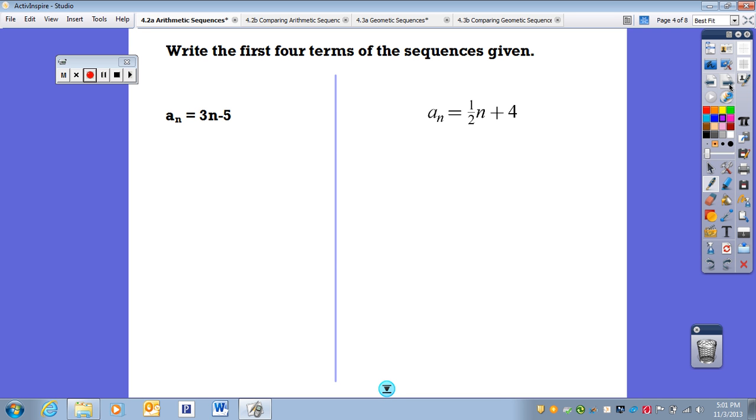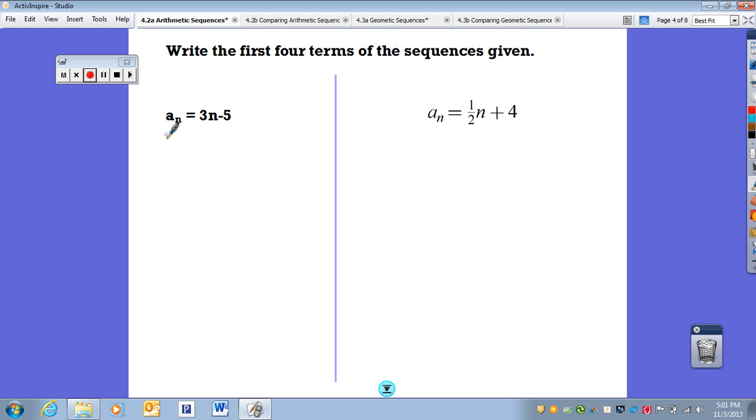So I want to write the first 4 terms of the sequences that are given, which means I want a sub 1, a sub 2, a sub 3, and a sub 4. So to write the first term in the sequence, I'm going to take 3 times 1, which is 3, and I'm going to subtract 5. So 3 minus 5 would give me negative 2. That's the first term in my sequence.